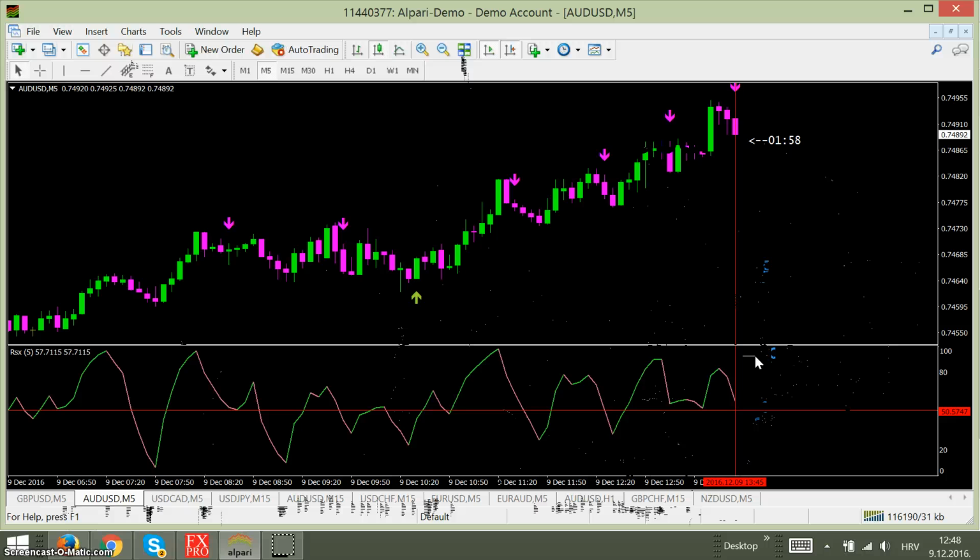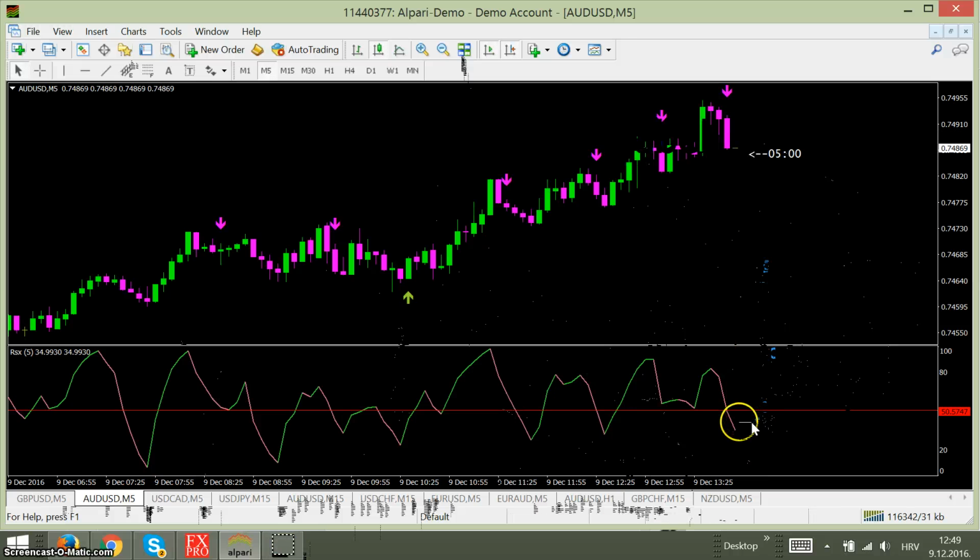I will pause the video and see you in 1 minute. As you can see, the pink line crossed and we can take a trade here. The pink line crossed the red line and we can take 5 minutes expiry. So this is the second situation, when you take a trade on the second candle after the signal arrow.